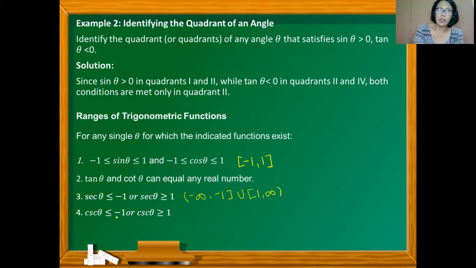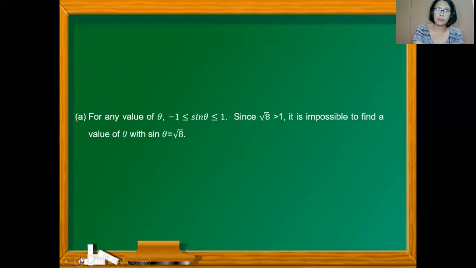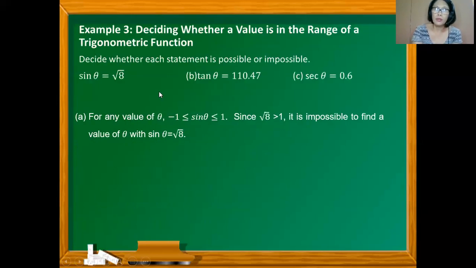Now, it's the same way with cosecant theta. So, this is from negative infinity up to negative 1, union 1 to positive infinity. Now, we have to decide whether a value is in the range of a trigonometric function. So, decide whether each statement is possible or impossible.